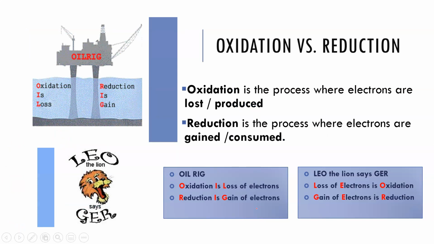So when we look at oxidation, we can define oxidation as a process where electrons are lost, therefore they are produced. So they will be a product in the chemical equation. Reduction is a process where electrons are gained. They are being consumed. They are a reactant in the chemical equation.